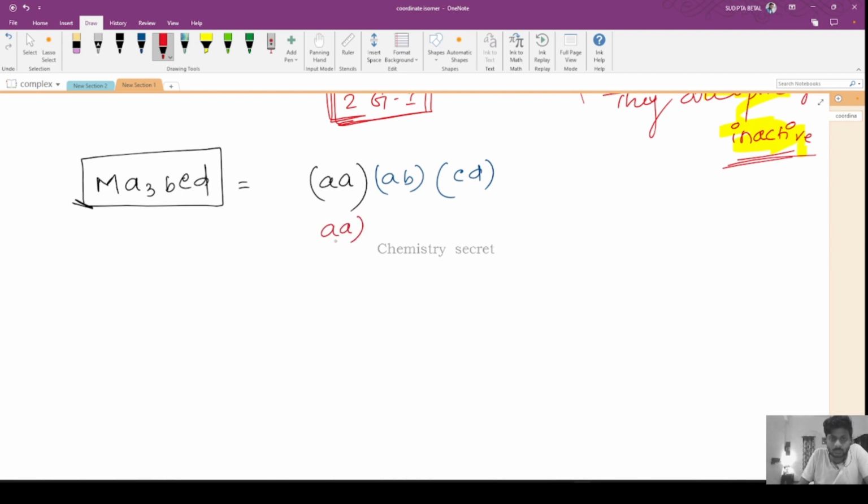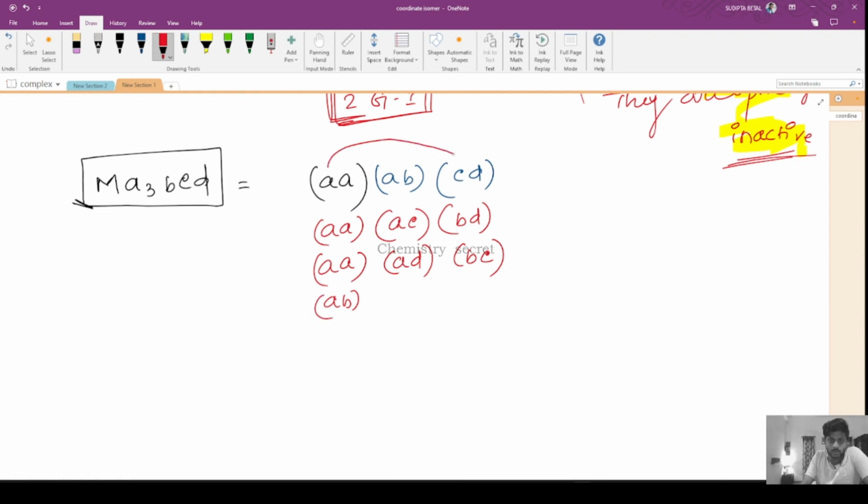So AA, AC, BD, AA, consider AD, sorry, BC. Okay, so AD, BC and AC, BD. Okay, one more is there. If you consider AB as constant, take AB as a constant and exchange between the two, AC, AD. Okay, so there are four possible geometrical isomers.